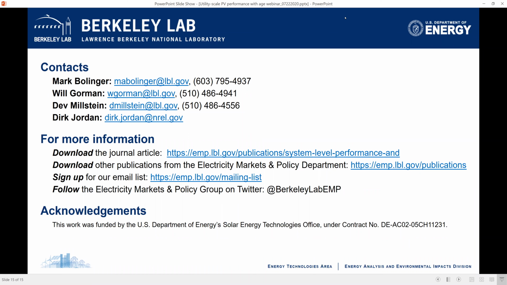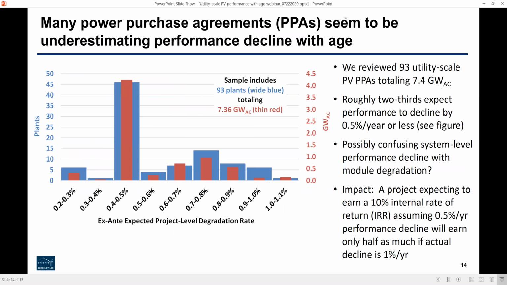Okay, here's another question about the module versus system decline, and the question is if PPA creators are conflating module and system decline, what value for system decline would you have expected instead? Yeah, so maybe I'll just go back to that graph here. So you can see that this is kind of a multimodal distribution, I guess, and you can see that there is a little bit of a secondary spike there at the 0.7 to 0.8% range, and I'm guessing that those PPAs are probably focusing more on system level decline.